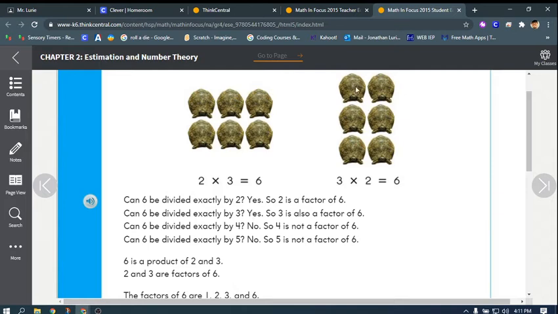Yes. Here's 1 group of 3 turtles. Here's another group of 3 turtles. So 3 times 2 is 6. 3 and 2 are in fact factors of 6. 6 is a product of 2 and 3. 2 and 3 are factors of 6.